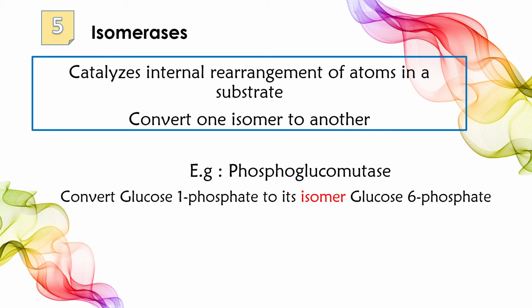Isomerase catalyzes molecular isomerization. They catalyze the internal rearrangements of atoms in a substrate and convert one isomer to another. Example of enzyme in this class is phosphoglucomutase. Phosphoglucomutase convert glucose 1-phosphate to glucose 6-phosphate.